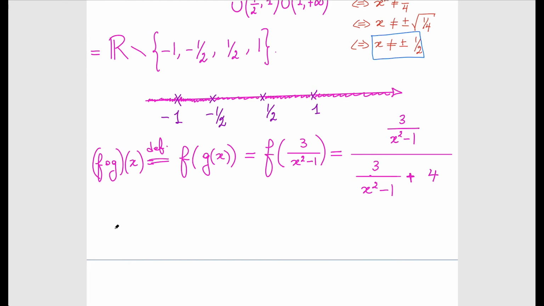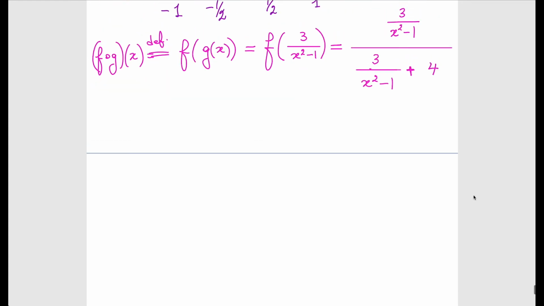Okay, and then let's do some aesthetics here. So let's simplify the expression. What I'm gonna do is I'm gonna create a common denominator downstairs. If you create a common denominator downstairs, we're keeping the guy upstairs, 3 over x squared minus 1.